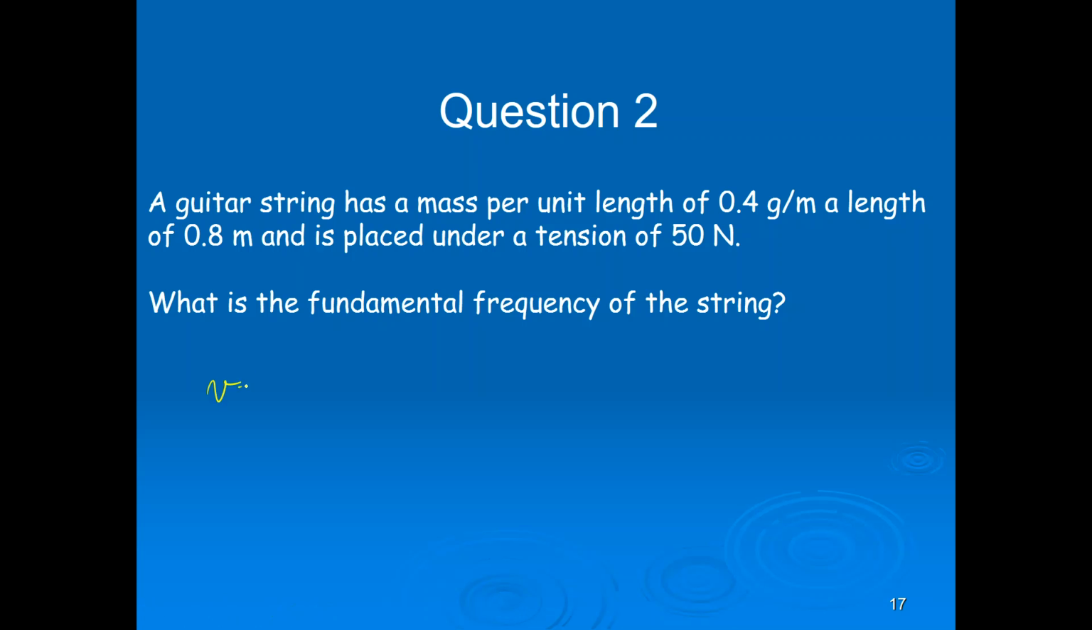So here we go. The equation was v is equal to the square root of tension force over mu, which is the square root of 50 over 0.4. 50 over 0.4 is... Yep.